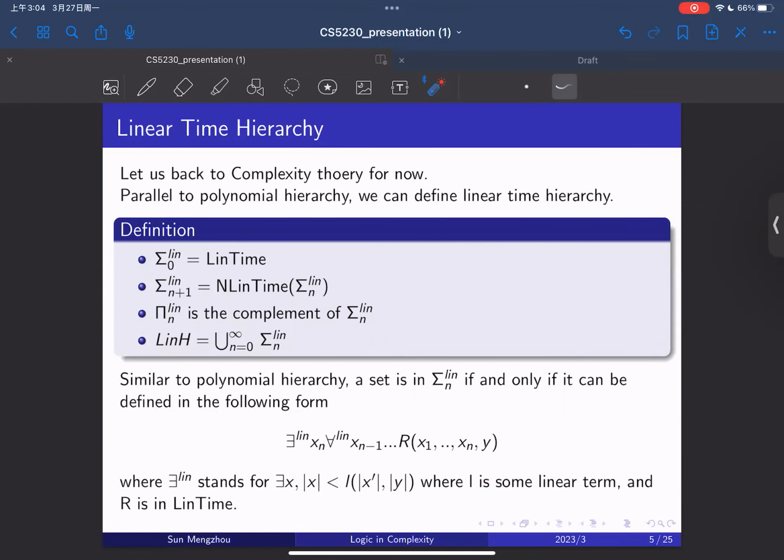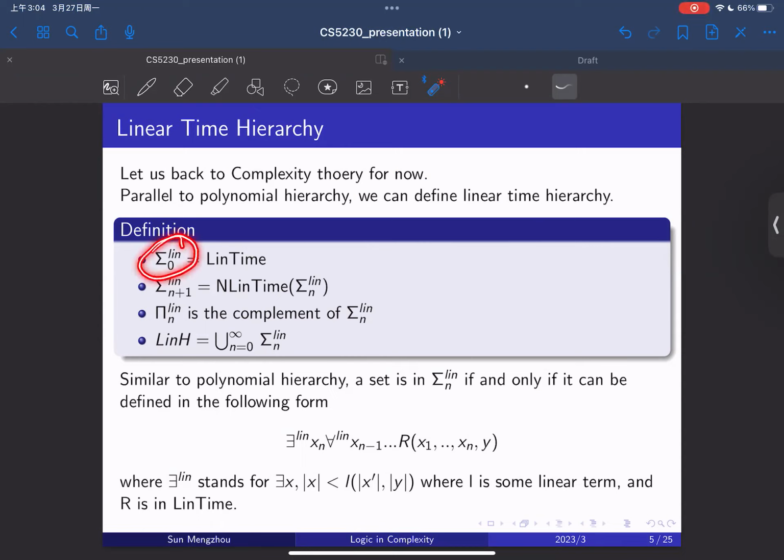Okay, let us temporarily go back to complexity theory. So here is the linear time hierarchy. It is completely parallel to the polynomial hierarchy. Let's just quickly go through this.